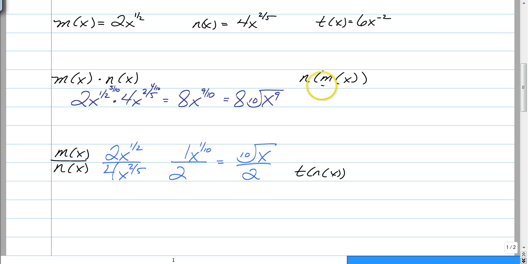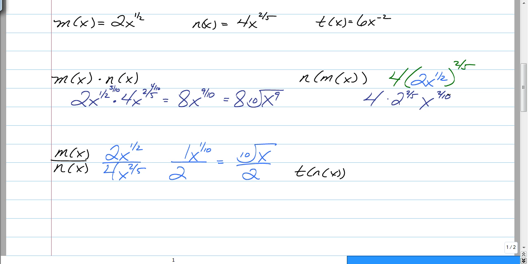So we're going to take m of x and insert it into n. So we have n, which is 4, and then here's our x to the 2/5 power. And then we're going to insert m into it. So that's going to be our 2x to the 1/2. So now you have to raise everything to the 2/5 power, which is inside. So that's going to bring you to 4 times 2 to the 2/5 power times x to the 2/10 power.